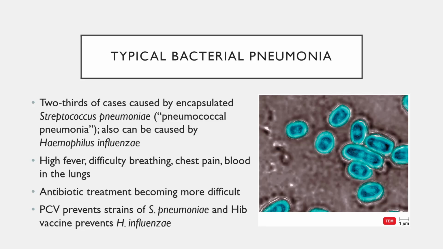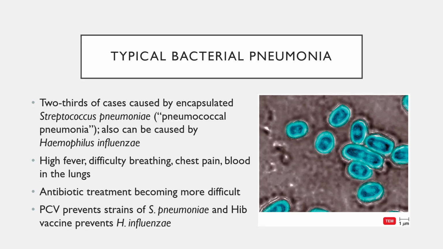In addition, the Hib vaccine is part of the regular infant vaccine schedule. It protects against Haemophilus influenzae, although the primary utility of this vaccine, as we're going to learn later on when we talk about diseases of the nervous system, is actually preventing bacterial meningitis, which can also be caused by Haemophilus influenzae. But there's also the side benefit of preventing bacterial pneumonia.